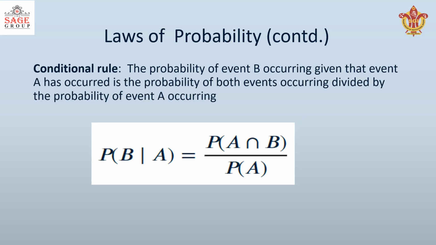Next, we come to the conditional rule. It states that the probability of event B occurring given that the event A has occurred is the probability of both events occurring divided by the probability of event A occurring.